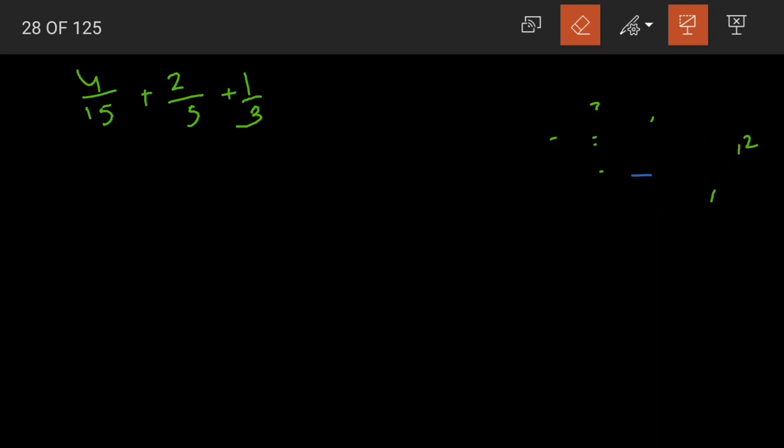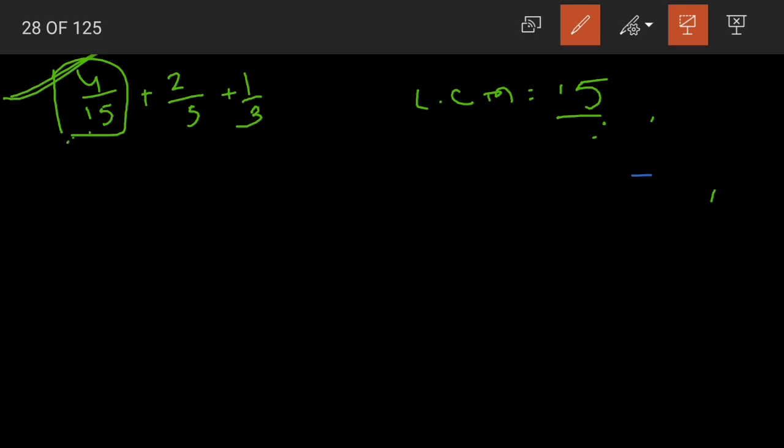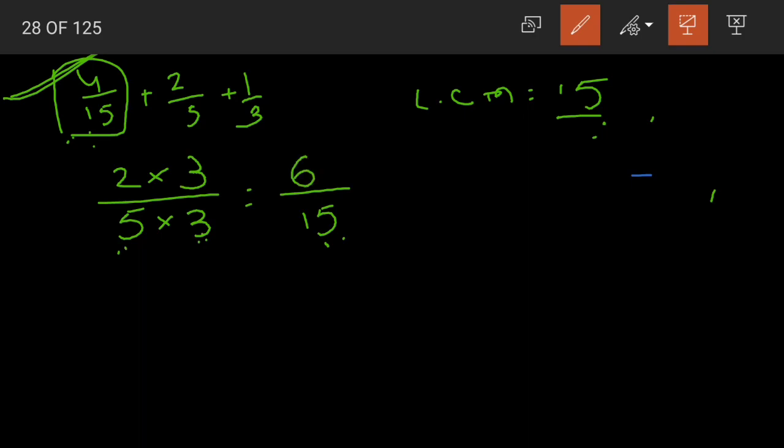Yes, let me erase this here. So our LCM is 15. Now if you look at the first fraction 4 by 15, it is already having 15 as the denominator, so let us leave it as it is. Now coming to the next one, 2 by 5. Now its denominator should be equal to 15. How will we get 15, children? 5 into 3. Yes, so multiply the numerator also with 3. 2 3s are 6 divided by 5 3s are 15. Next we have 1 by 3.